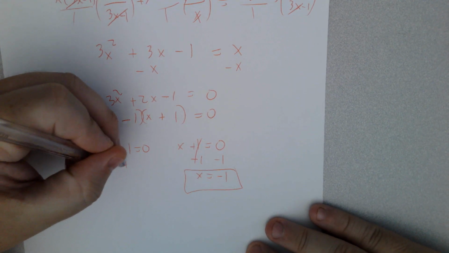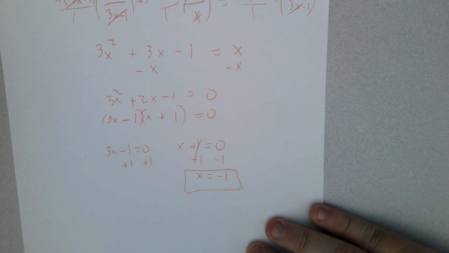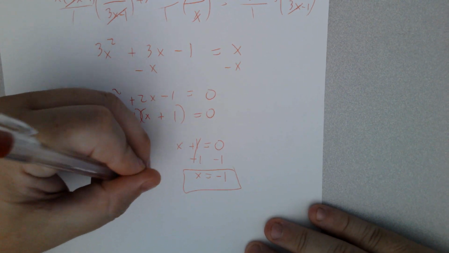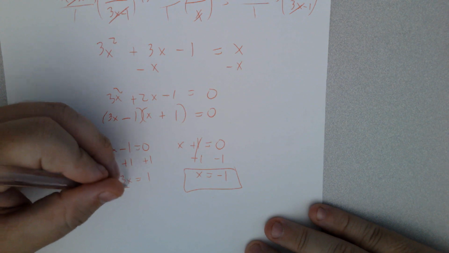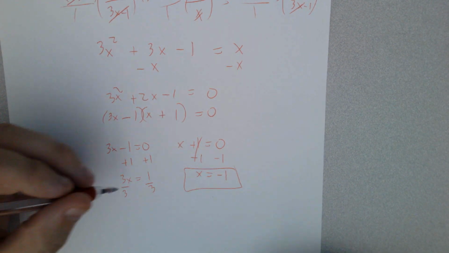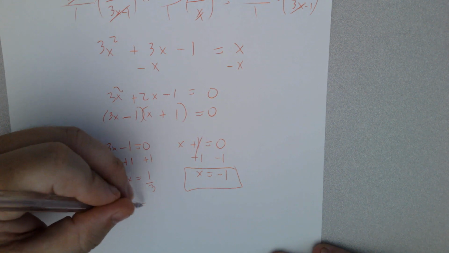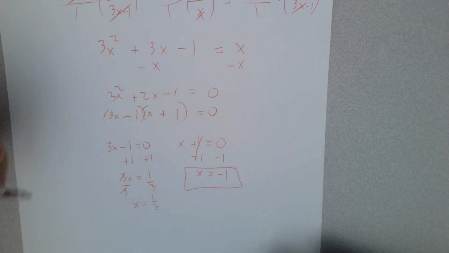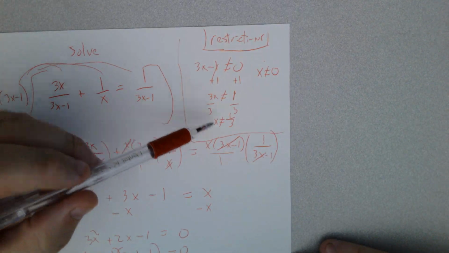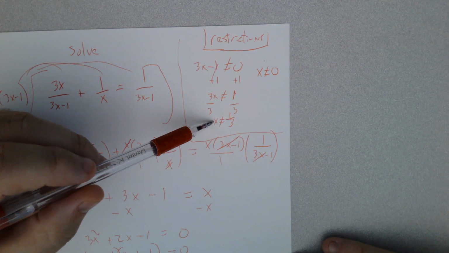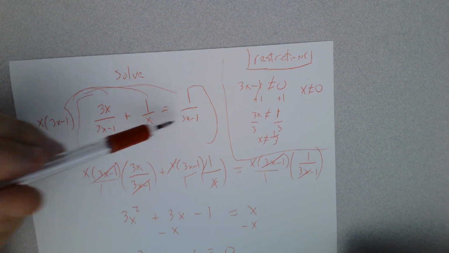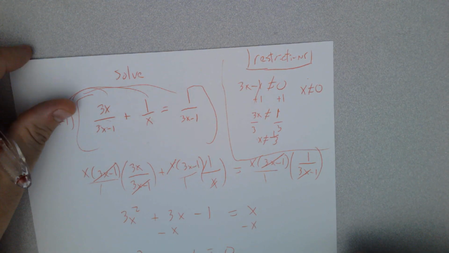And when I go to the other one, I'm adding 1 to both sides to get 3x equals 1. Then since 3 is being multiplied by x, I'm going to divide both sides by 3. And that gets me x equals 1/3 as the other potential solution. But again, if we go back and check our restrictions, x cannot equal 1/3 because it would give us a divide by 0 in both of these terms.